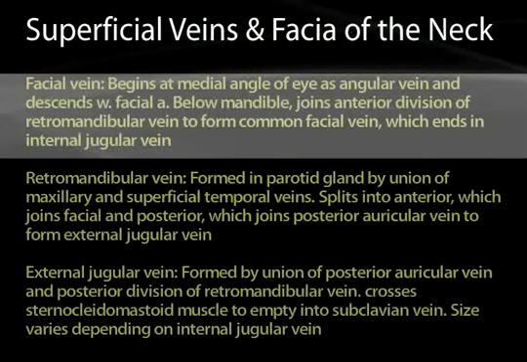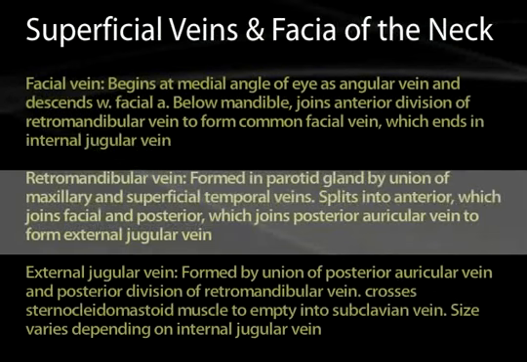So we have the facial vein, which will begin at the angle of the eye as the angular vein, and that will descend down towards the mandible. It will join anterior divisions of the retromandibular vein to form a common facial, which will then dump into the internal jugular.